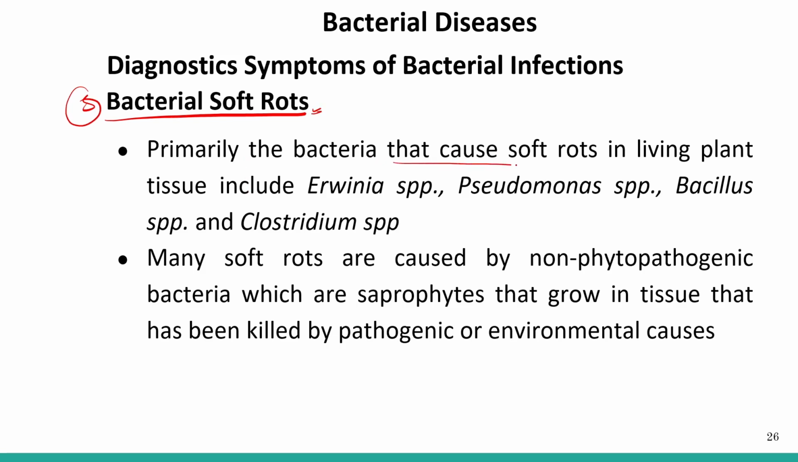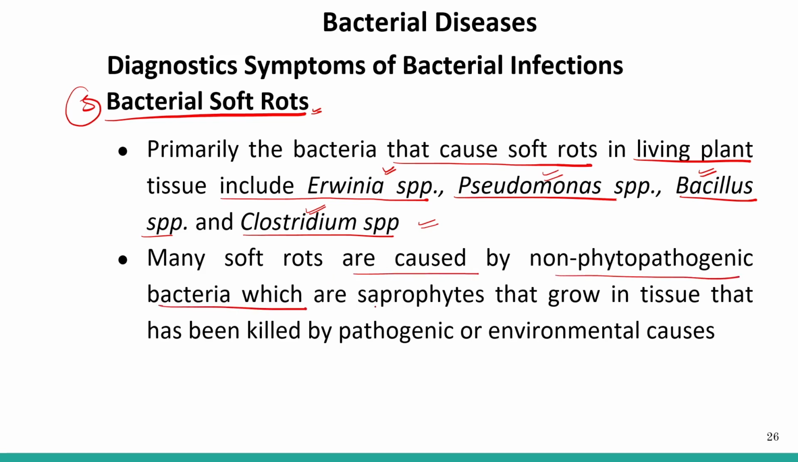Primarily, the bacteria that cause soft rot in living plant tissue include Erwinia species, Pseudomonas species, Bacillus species, and Clostridium species. So there are 4 different genera that cause bacterial soft rot in plants: Erwinia, Pseudomonas, Bacillus, and Clostridium. Many soft rots are caused by non-pathogenic bacteria, which are saprophytes that grow in tissue that has been killed by pathogenic or environmental causes.